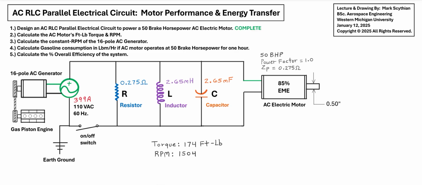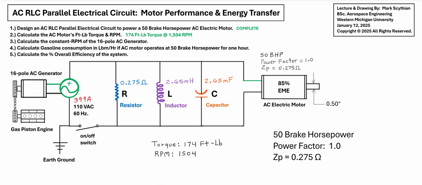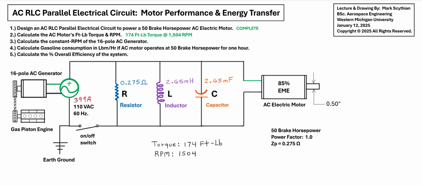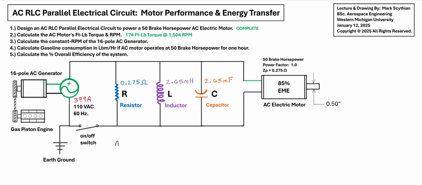So number one's complete, and then we will populate the final values for number two, and then we place our stamp placard: 50 brake horsepower, power factor 1.0, and impedance 0.275 ohms. Next, we focus on number three, calculate the constant RPM of the 16-pole AC generator.